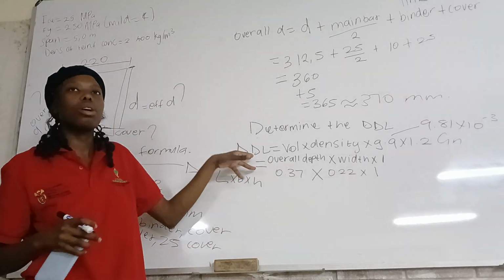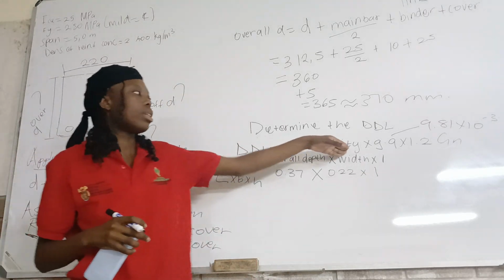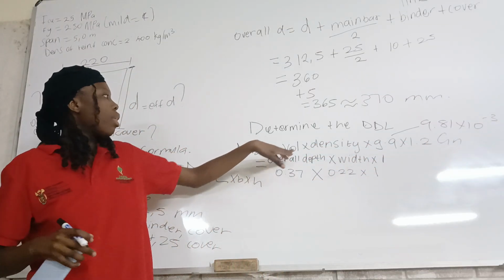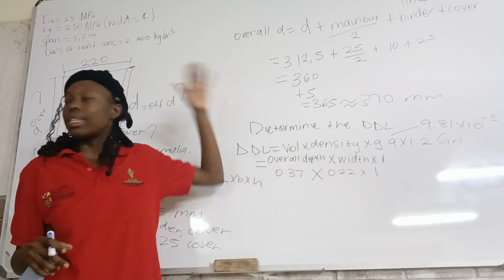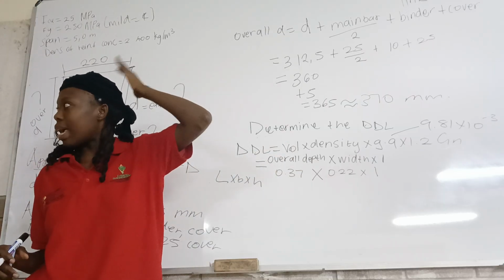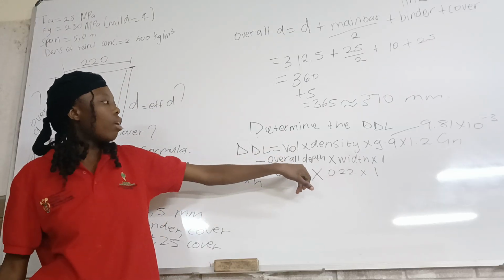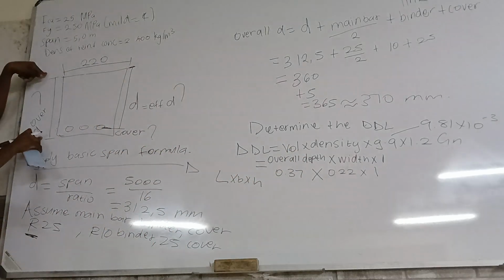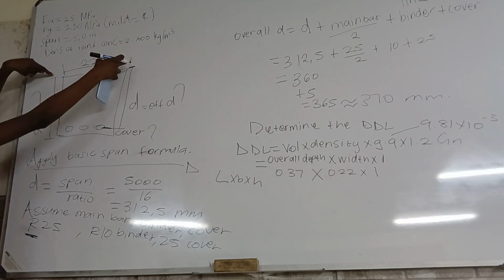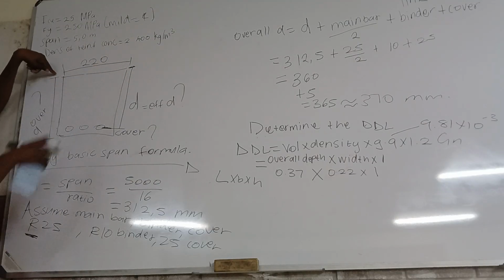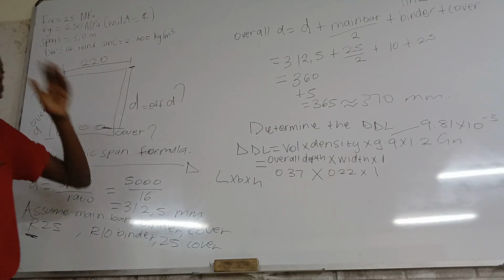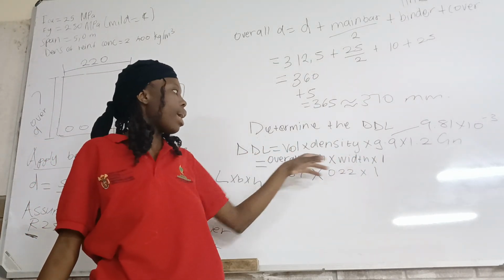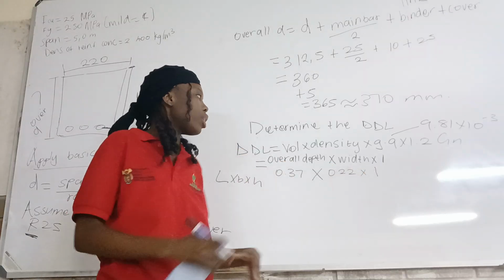So this is the formula to calculate the design dead load: volume times density times GA times 1.2 GN again. Remember that it is a rectangular beam, so volume is length times breadth times height. The overall depth is the length, the width is our base, and the height is always 1.